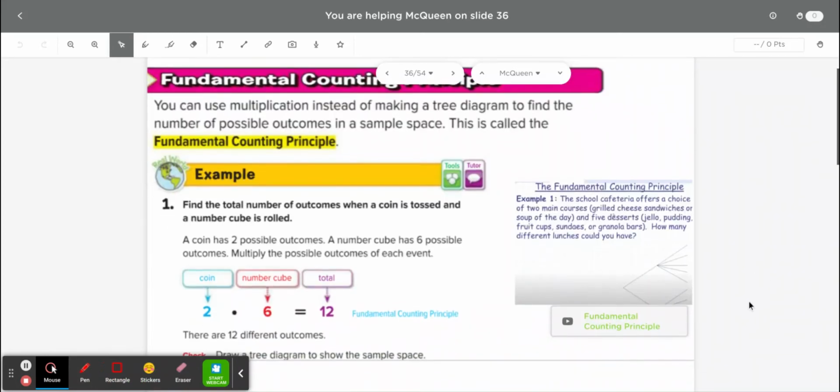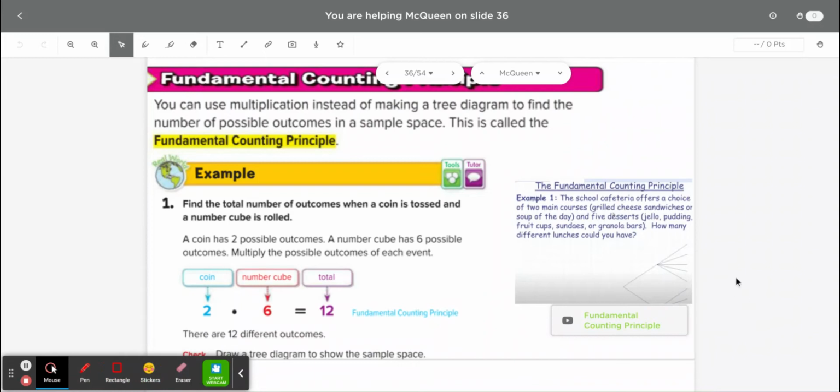So we see here that we have what's called the fundamental counting principle. And it says you can use multiplication instead of making a tree diagram to find the number of possible outcomes in a sample space. This is called the fundamental counting principle.